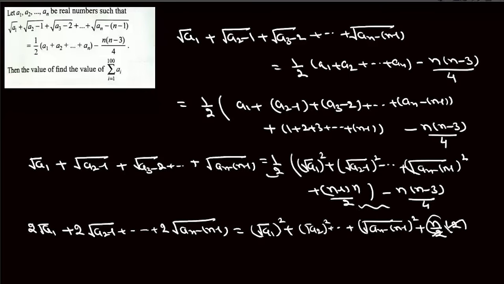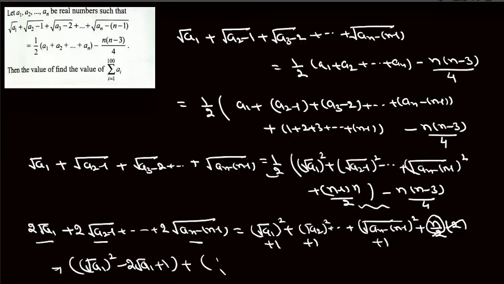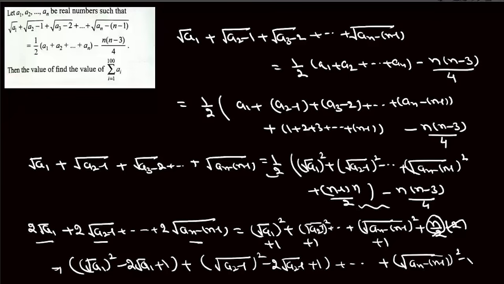And what we'll do is we'll write this n as 1 plus 1 plus 1 plus 1 with each of these n terms, and we'll take these on the right hand side. So we can write under root a1 square minus twice under root a1 plus 1, which becomes a perfect square. In the same way, under root of a2 minus 1 whole square minus 2 under root of a2 minus 1 plus 1, which again is a whole square, and in the end will be under root of an minus n minus 1 whole square minus twice under root an minus n minus 1 plus 1, and this should be equal to 0.